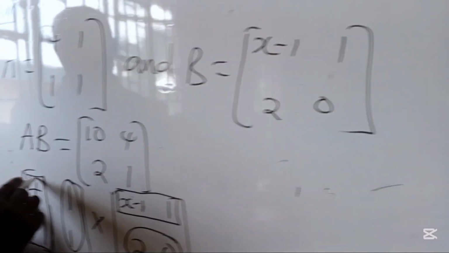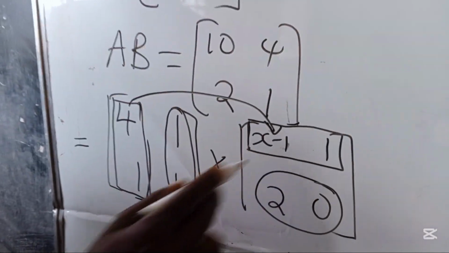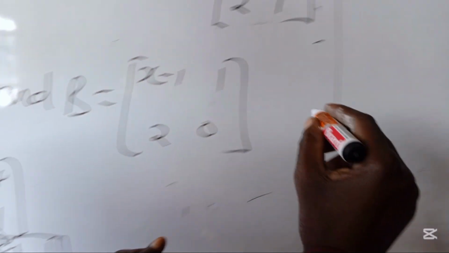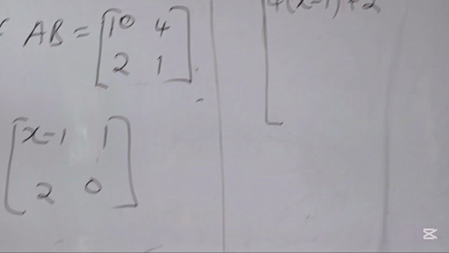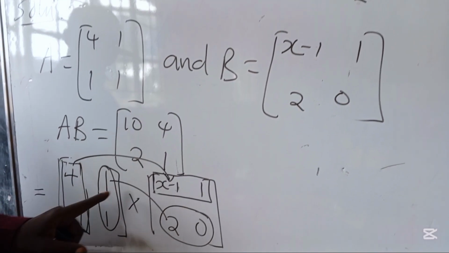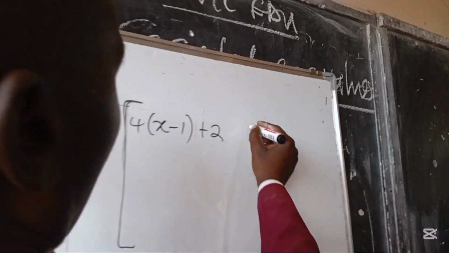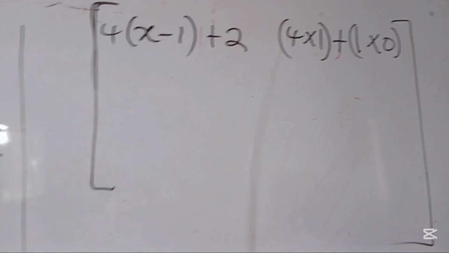So what I mean is this, we are saying 4 times x minus 1. So 4 times x minus 1 is the 4 multiplied by x minus 1, plus 1 times 2, which is a 2. So here I'm done with the first entry. How did it come? 4 times this one, plus 1 times 2. You can see an egg. Again, I'll say 4 times 1 plus 1 times 0. I have to close this. So I'm done with the first entry 4.